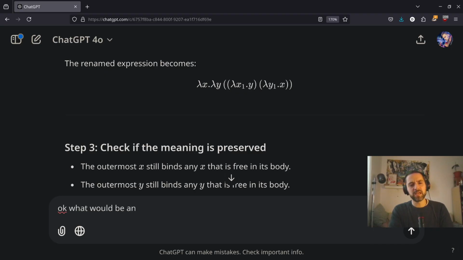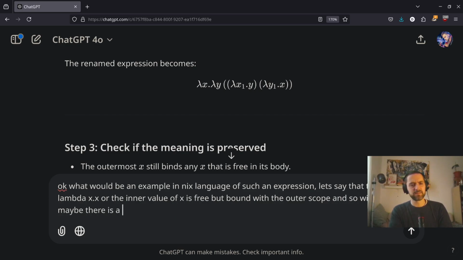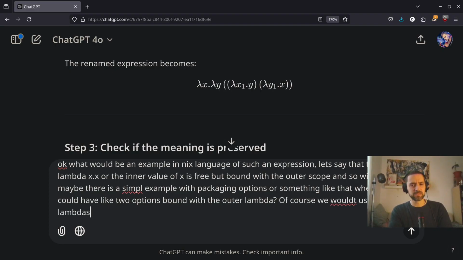Okay. What would be an example in Nix's language of such an expression? Let's say that the inner lambda x dot x, or the inner value of x is free but bound with the outer scope, and so with y. Maybe there is a simple example with packaging options or something like that, where we could have like two options bound with the outer lambda. Of course we wouldn't use lambdas, but the functional approach would be the same.